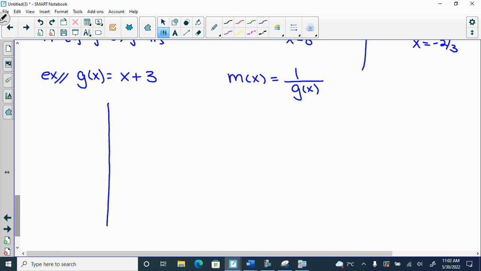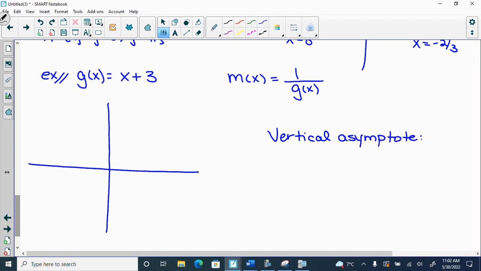So what am I going to want? I'm going to want a graph. Then I'm going to want a vertical asymptote. A horizontal asymptote. Don't know why I gave so much room for vertical. Invariant points.